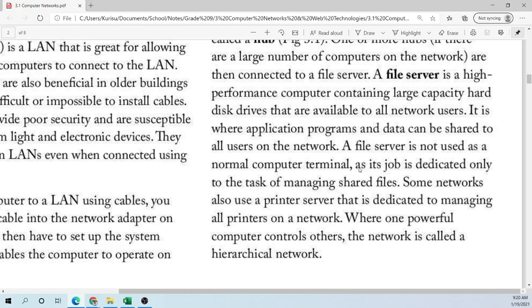Now, it doesn't mean that you need to have a high capacity computer in order to share, but just that in large networks, it would make more sense to have a dedicated computer in order to share those data and resources.